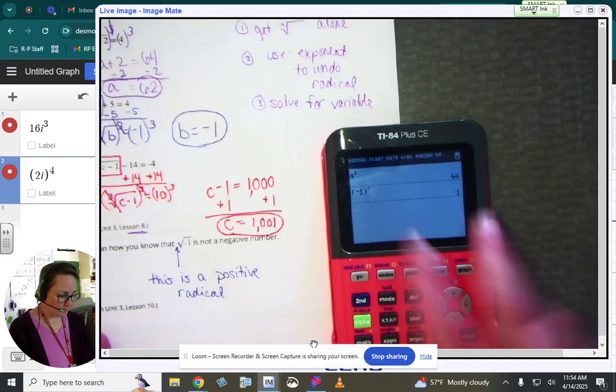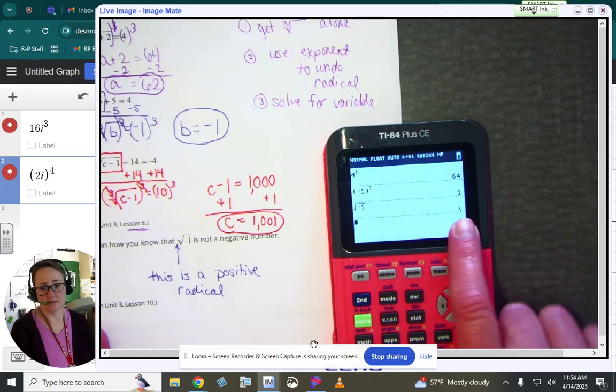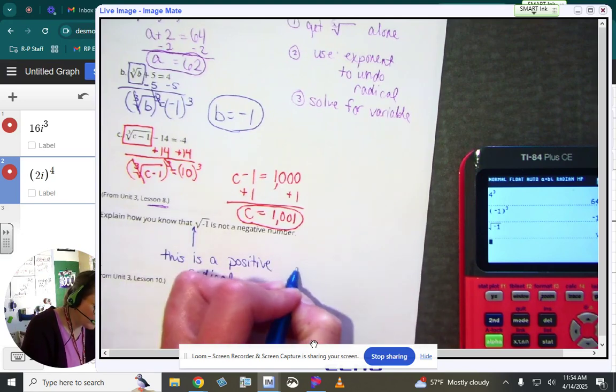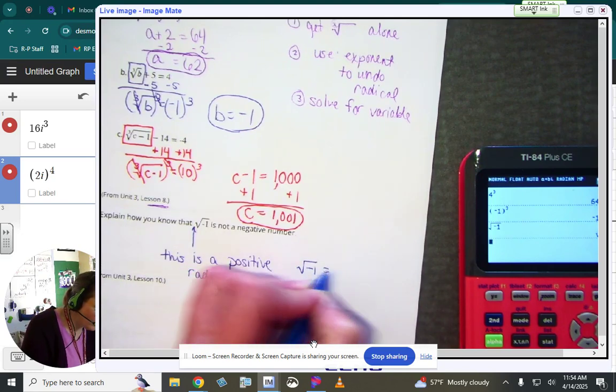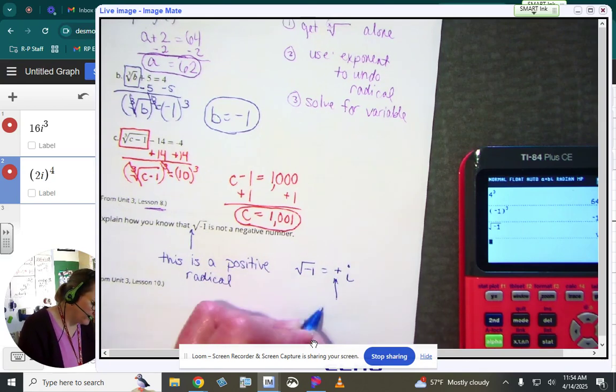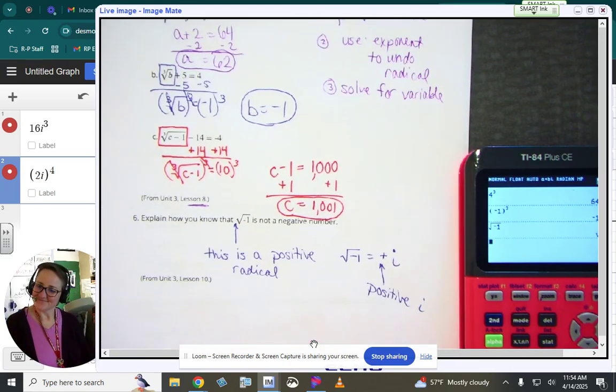And if I type it in my calculator, now that I have this, it's a positive i. It's a positive imaginary number. Square root of negative 1 is a positive i. There you go.